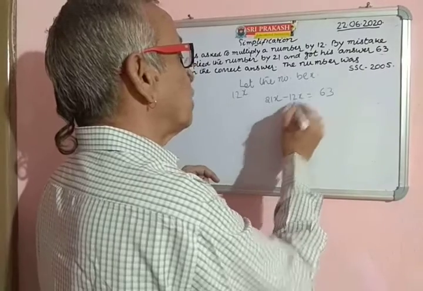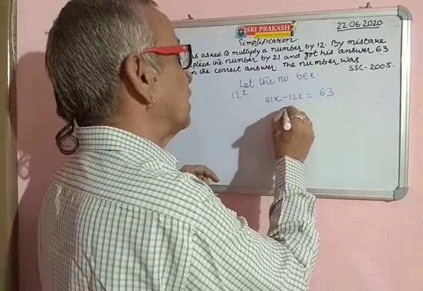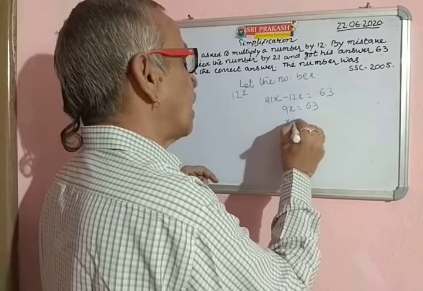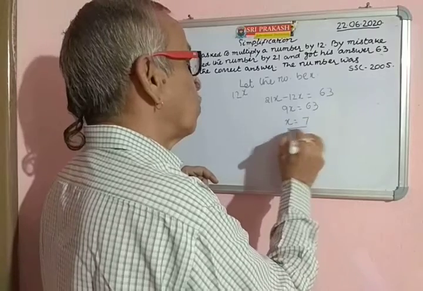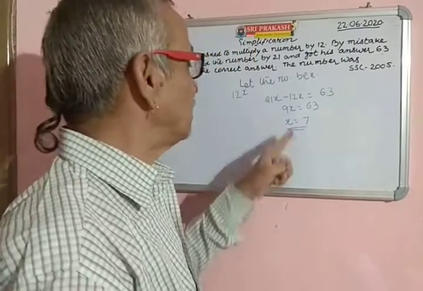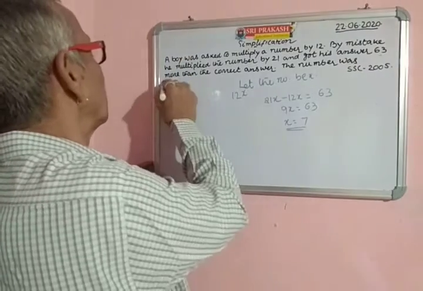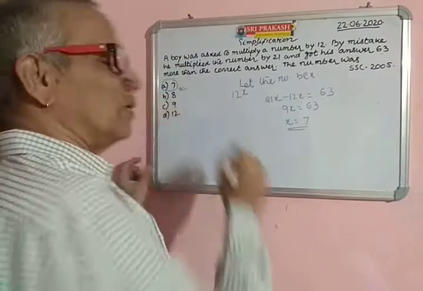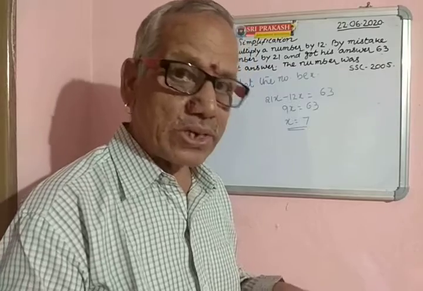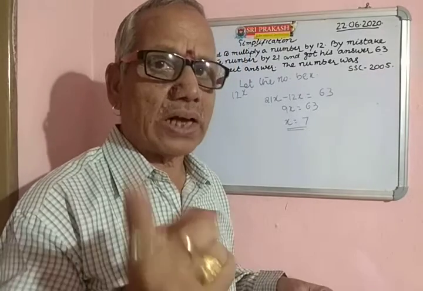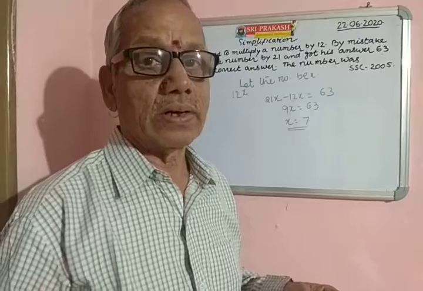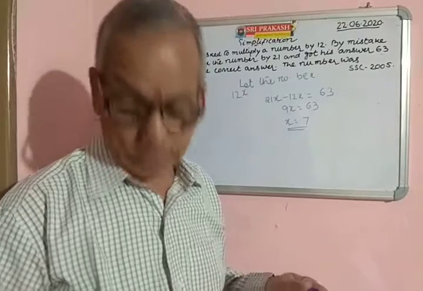So 21x minus 12x is how much? 9x is equal to 63, or x is equal to 7. What is your x? Real number. So the original number is 7. Clear? So the trick is very simple. Whatever information is given, you need to transfer that information into what? Equation. That is very, very important.